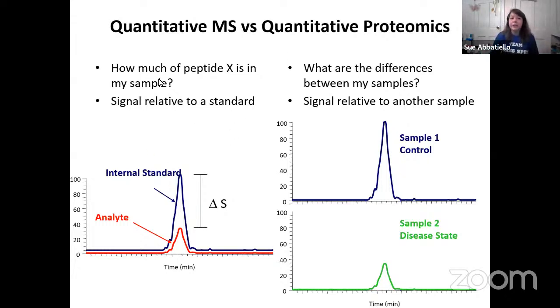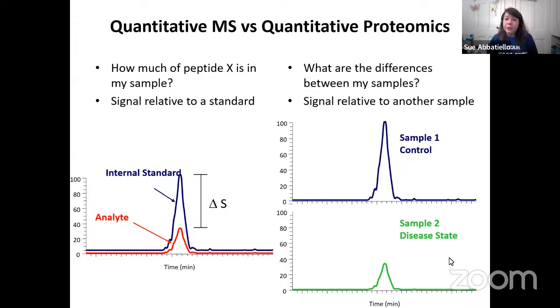So the idea here is you're asking the question, how much of peptide X is in my sample? And then you can quantify it relative to a standard. We often use isotopically labeled peptide standards, which can be synthesized and purified when you know the amount you're spiking into the sample, and you look at the peak area difference or the difference in the signal between that internal standard and the analyte. The beauty here is the C13 and 15N labeled peptide elutes in the same place and behaves very similarly to the analyte, but it just has a different peak area based on what you're spiking in.